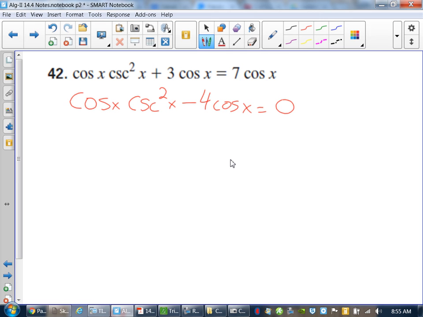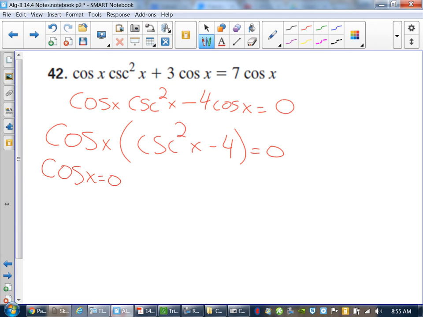What's your first rule of factoring? What's your GCF? Cosine. Factor out a cosine. So you get cosine x times cosecant squared x minus 4 is 0. Now you're back because it was that easy. Now you've got 2 terms that you can set equal to 0. Set them both equal to 0. You didn't have to do any craziness here. Cosine of x equals 0, and then cosecant squared x minus 4 is 0. So then it's plus or minus 2.